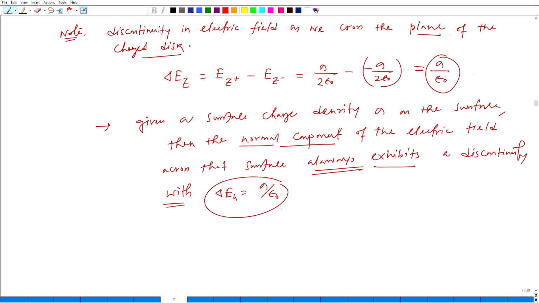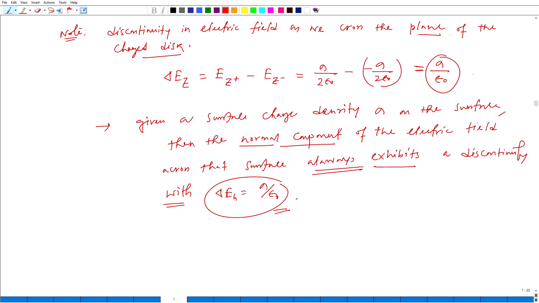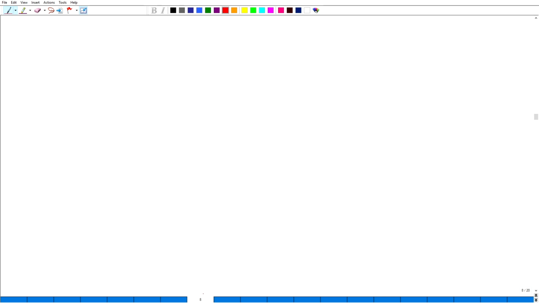Here n denotes the normal component, that means the z component, perpendicular to the plane. If we calculate the x component and y component of the electric field above the disc, and then calculate at the point below, they are continuous. So, there is no discontinuity in the parallel component. Only the perpendicular component of the electric field has a finite discontinuity. So, that is all about the surface charge density. Next we will go into the next charge distribution.